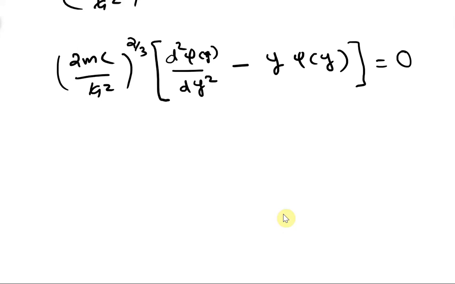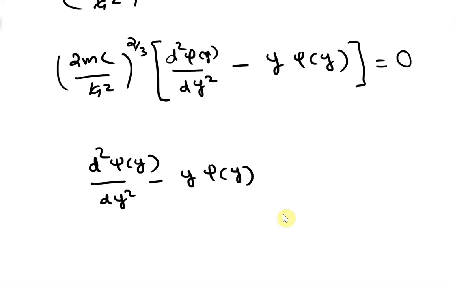So the expression that we have to find the solution of, the Schrodinger equation, now becomes d square psi of y divided by dy square minus y psi of y is equal to 0. Okay, so this is a simple looking expression, and the solution to this kind of an expression is known as Airy functions.